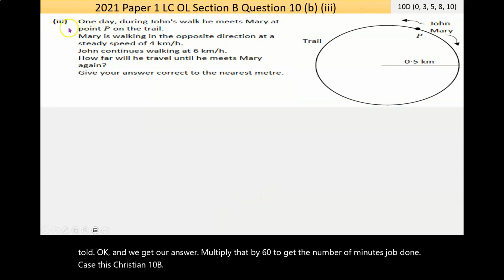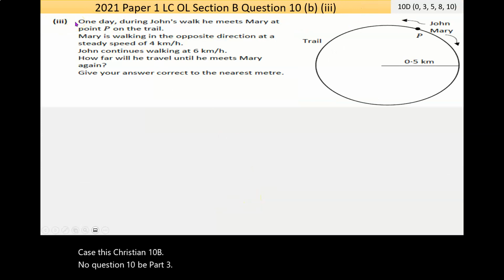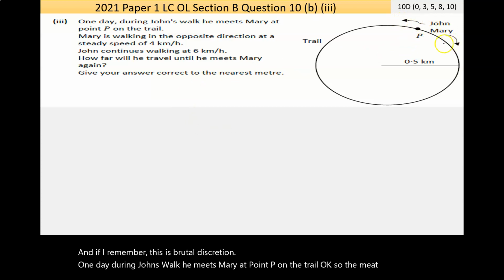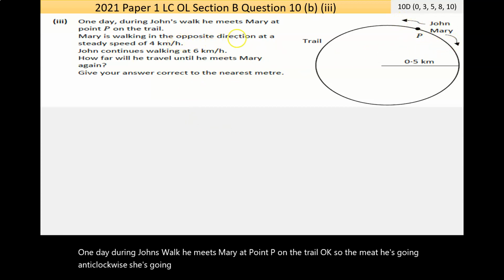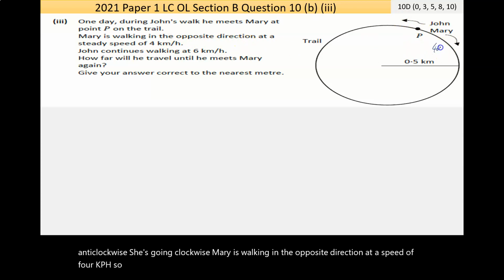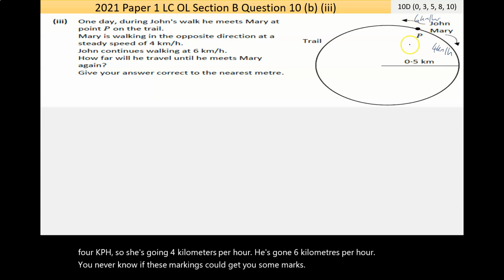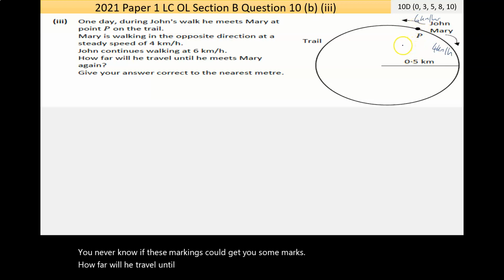Now, question 10b, part 3, and if you remember, this question is brutal. One day during John's walk, he meets Mary at point P on the trail. So they meet. He's going anti-clockwise, she's going clockwise. Mary is walking in the opposite direction at a speed of 4 kilometers per hour. So she's going 4 kilometers per hour. He's going 6 kilometers per hour. You never know if these markings could get you some marks. How far will he travel until he meets Mary again?